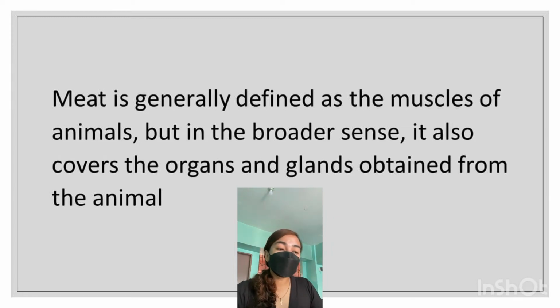Meat is generally defined as the muscles of animals, but in the broader sense, it also covers the organs and glands obtained from the animal. Although the word meat includes the flesh of poultry and fish, these are each covered separately.